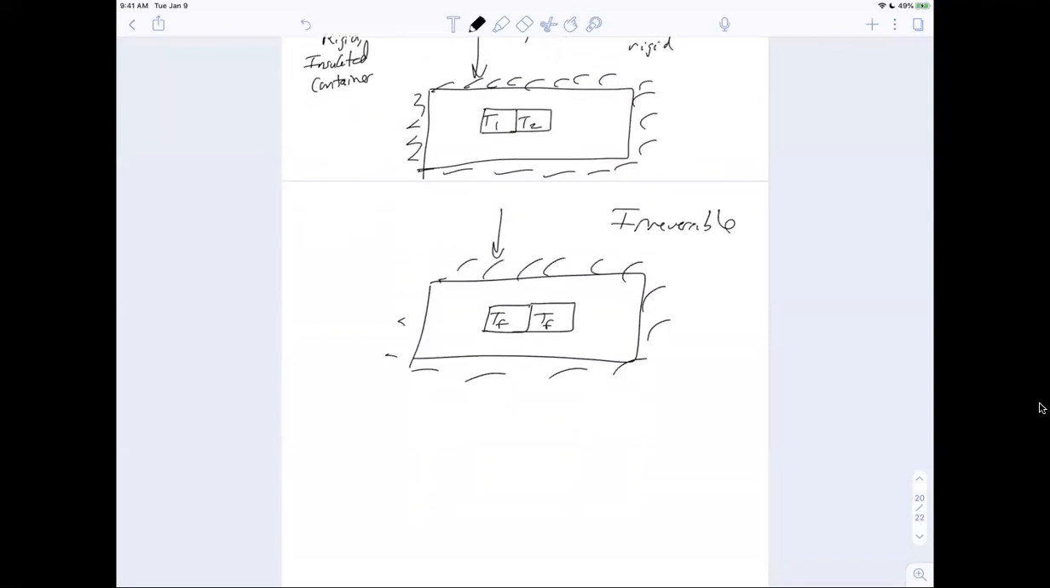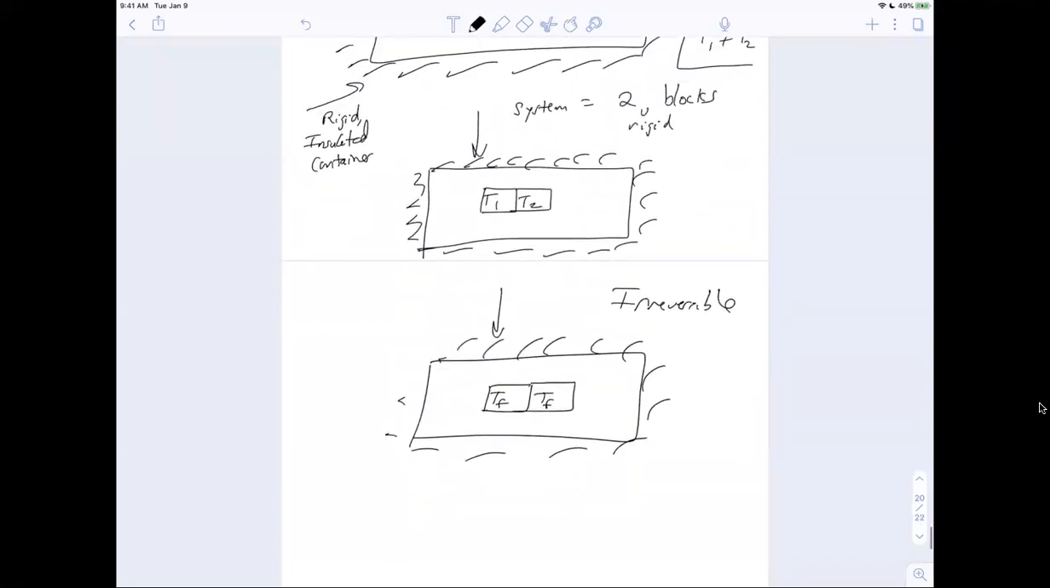Our system is isolated because it's in a rigid box with insulation. So what do you think delta S should be for this process in terms of magnitude?